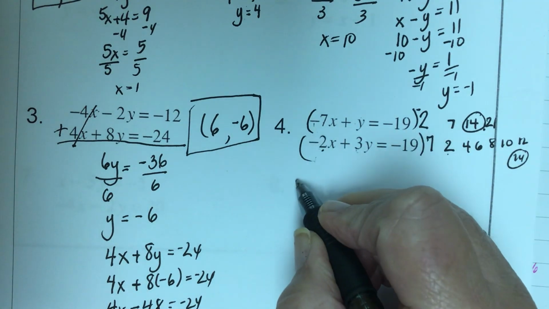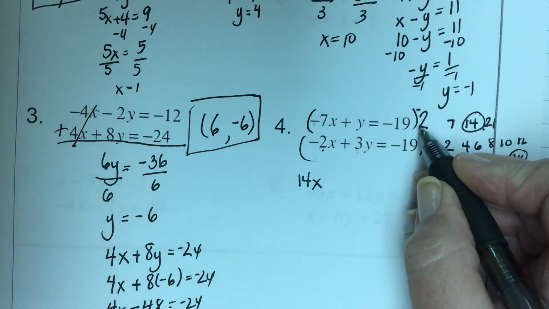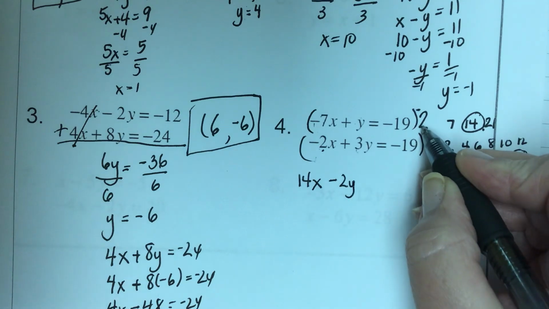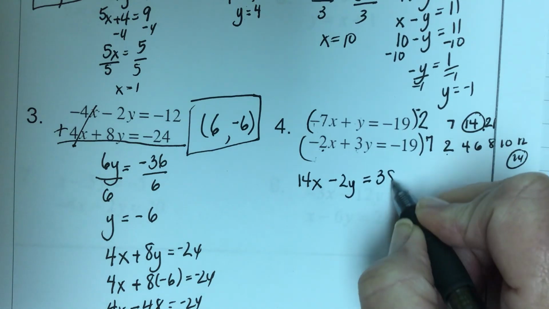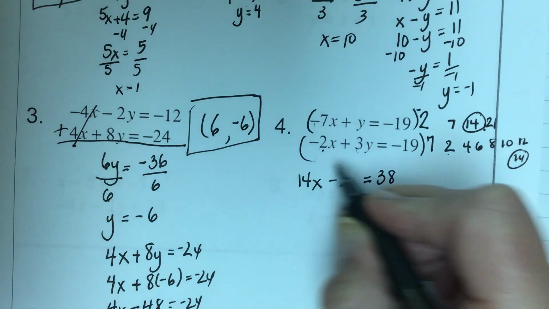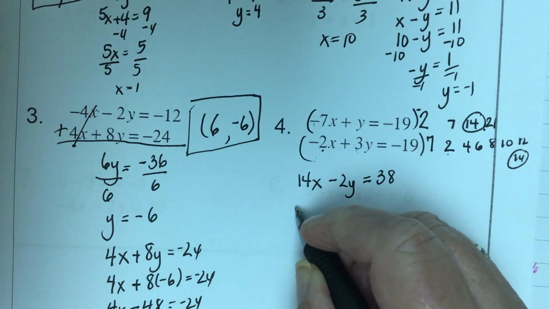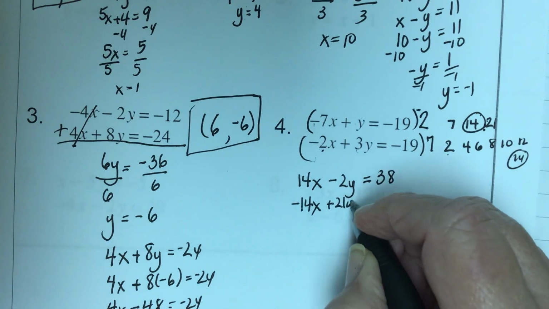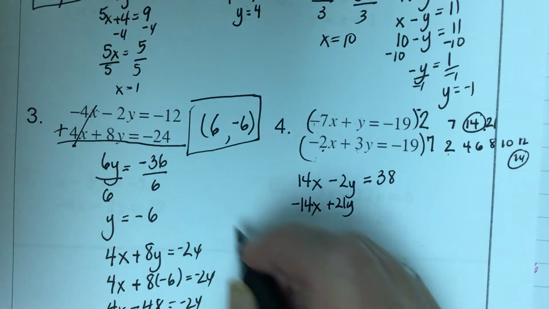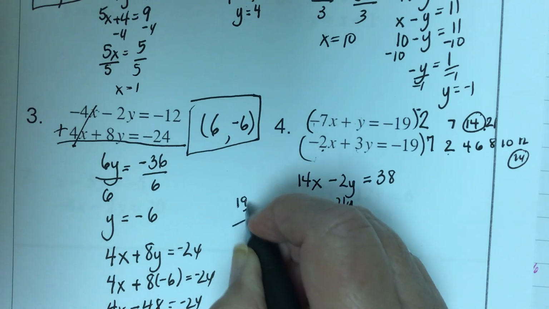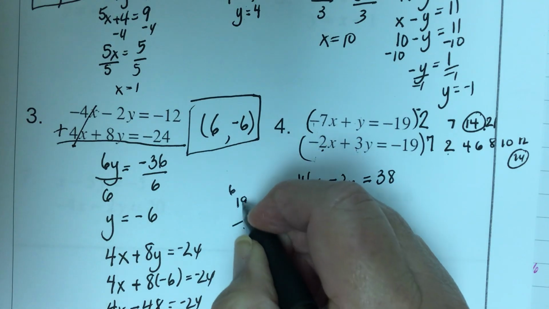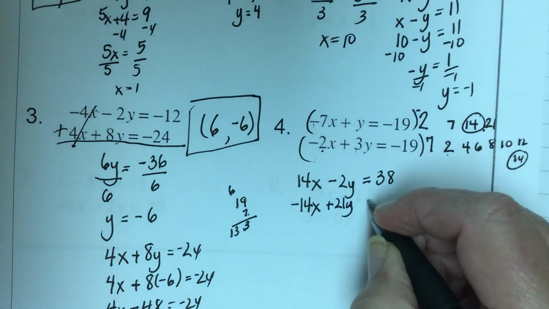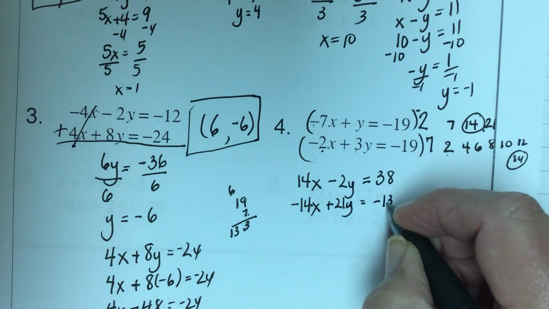Negative 2 times negative 7, positive 14. Negative 2 times positive y, negative 2y. Negative 2 times negative 19, positive 38. 7 times negative 2, negative 14. 7 times 3, 21. 19 times 7, I don't know. 7 times 9 is 63. 7 times 1 is 7 plus 6 is 13. I think that's 133, negative 133.